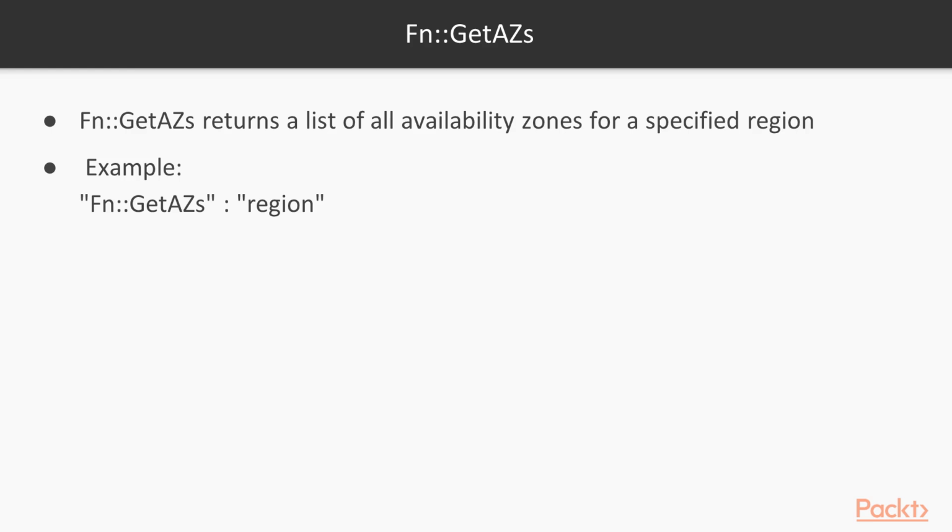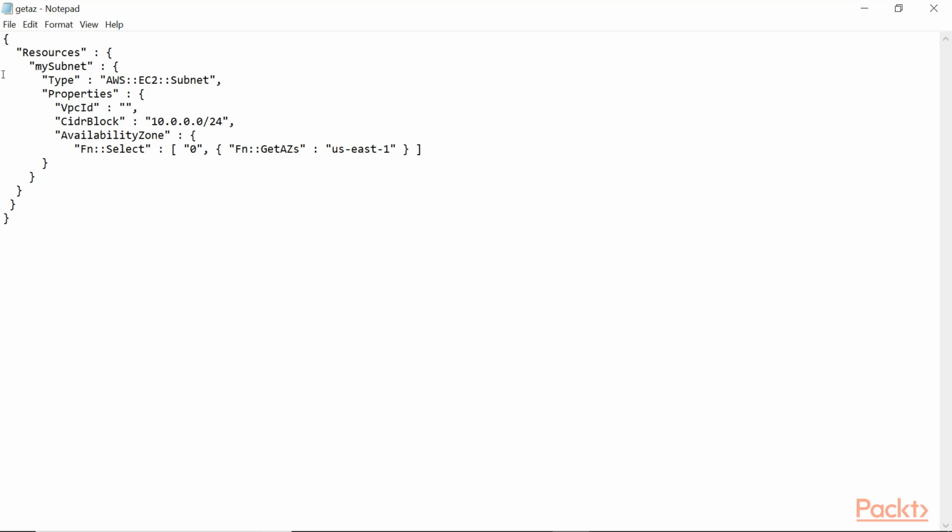The syntax is very simple. You run the function of get availability zones and you specify the region for which you want to get the availability zone list. Let's look at where this function proves to be useful. I have a simple script over here, which is a CloudFormation template that creates a subnet. The subnet CIDR is 10.0.0.0/24, and we have to specify the VPC ID.